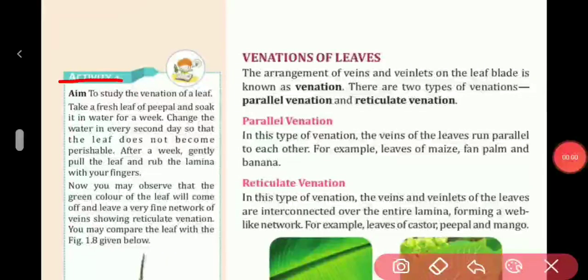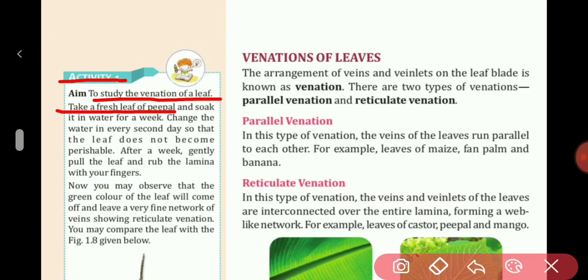So here is an activity given. Aim: to study the venation of a leaf. First, take a fresh leaf of peepal and soak it in water for a week. Change the water every second day so that the leaf does not become perishable. Perishable means destroyed or decayed.